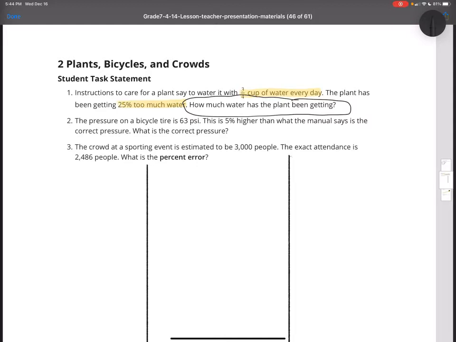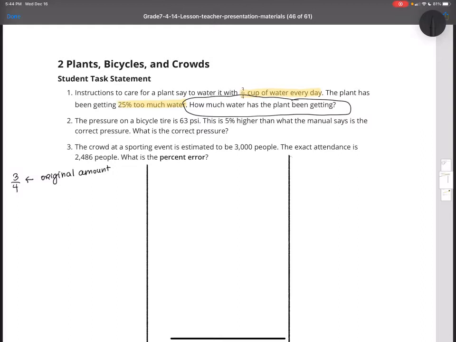That was my phone. But the first thing we need to understand is that 3/4 cups is the original amount. This is how much it is supposed to be getting. And it's getting 25% too much water, which means that we're trying to find 25% of 3/4.